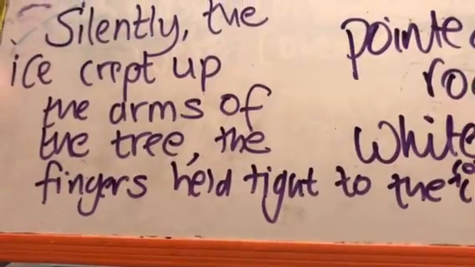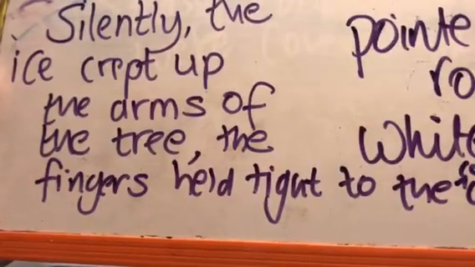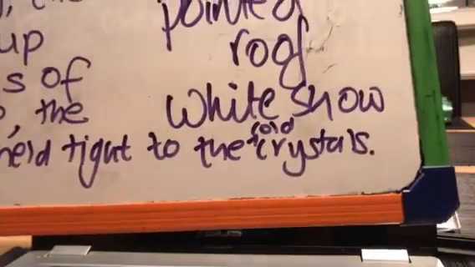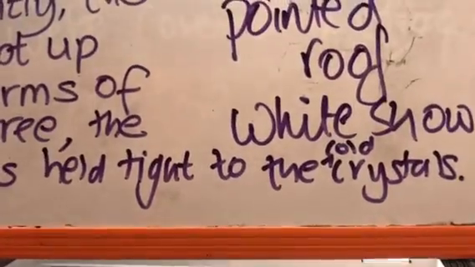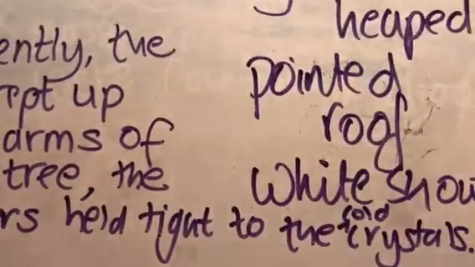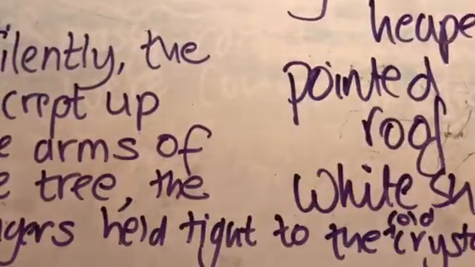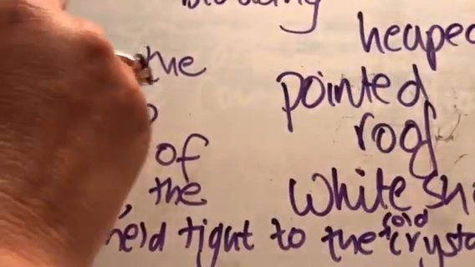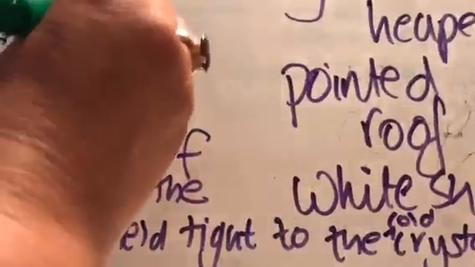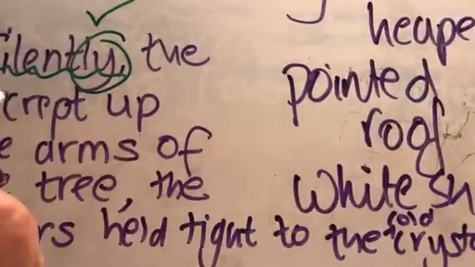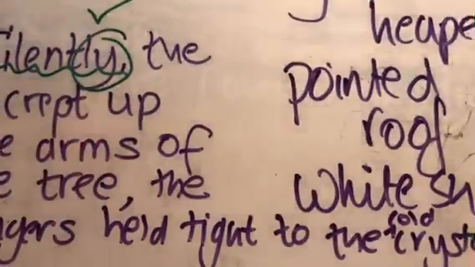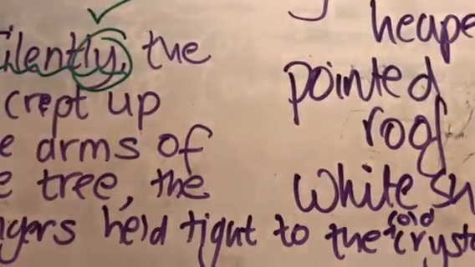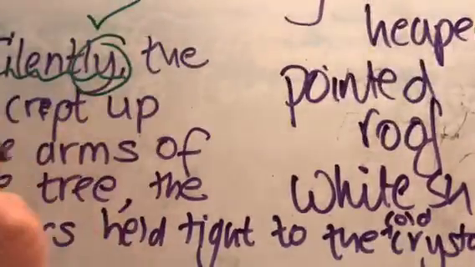Silently, the ice crept up the arms of the tree. The fingers held tight to the cold crystals. And by the fingers, I'm obviously talking about the branches on the tree. So what would get a mark here? Let's have a look. What have we talked about so far? This is an adverb, ly. Well done, Miss King. The ice crept. Doesn't look like a very good E, that does it? Crept up the arms of the tree.